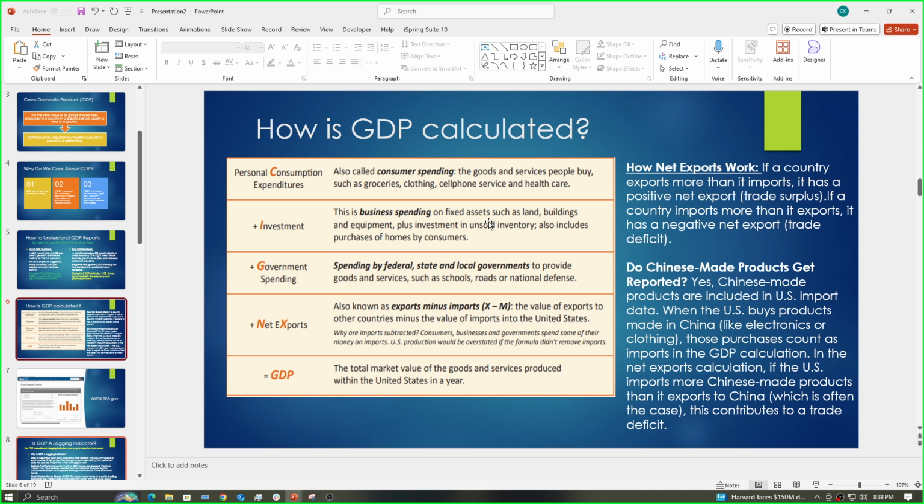So your haircuts, your hair care, your cell phone services, your tax services, your lawyer services, clothing, groceries, all of that stuff makes up 70% of the calculation of the GDP. All right. Then you got your business spending. Then you got your government spending by federal, state, and local governments to provide goods and services such as school, getting roads and highways fixed, and then the military, the national defense, like the National Guard and stuff like that. So you got your government spending from there.